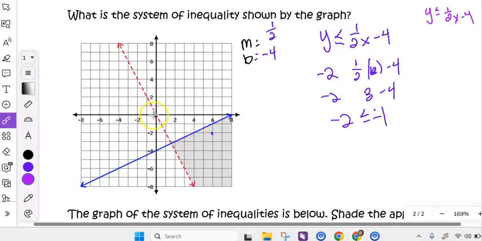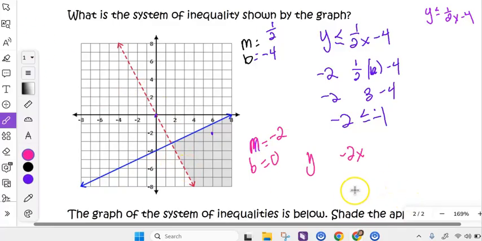So now I'm going to look at my red line. We're going to use pink because it's close to red. Oh, that didn't switch colors. There we go. My slope and my y-intercept. My y-intercept is 0. My slope is down 2 over 1, so my slope is negative 2. So I'm going to have y = negative 2x. Now, it's not an "or equal to" because it's a dashed line.